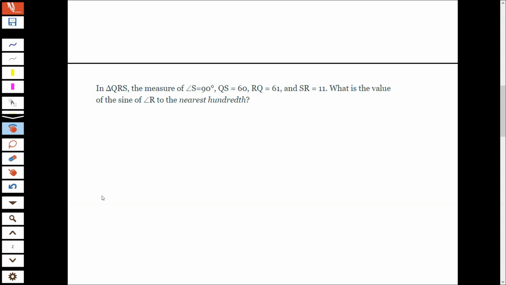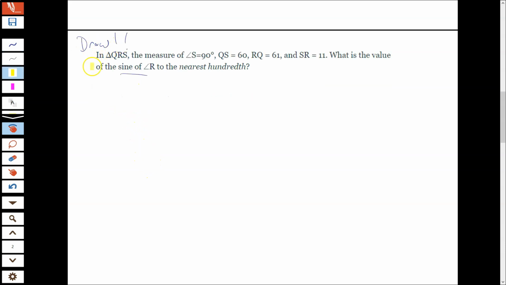You should have that entire last page in your notes now. We're going to look at a couple of problems, so we'll do one example of each type of ratio. This one says in triangle QRS, the measure of angle S is 90 degrees, and then it gives us some side lengths: QS, RQ, and SR. What is the value of sine of R? I'm going to underline that.